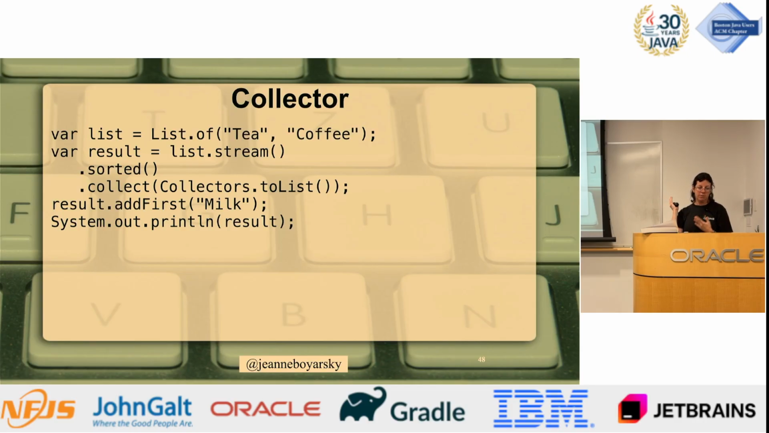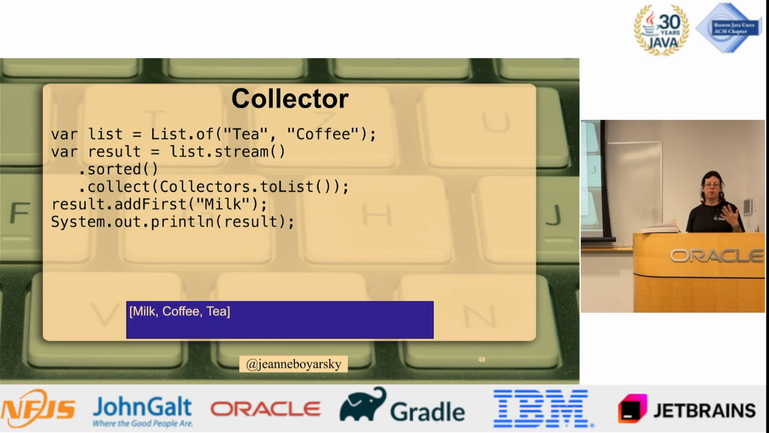I have a list here. That's fine. It has 2 elements in it. I know there's no coffee in the header, but I hope you're okay with that. So then I put it in a list stream, sort them, and put it back in a list. And now I have an ordered list, coffee, tea. I add milk to the beginning of it. I now have milk, coffee, and tea. Great. This works fine. Everything is good.